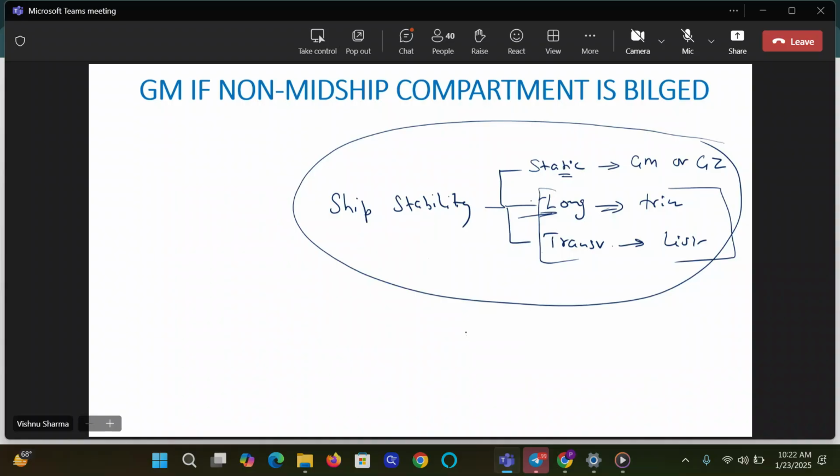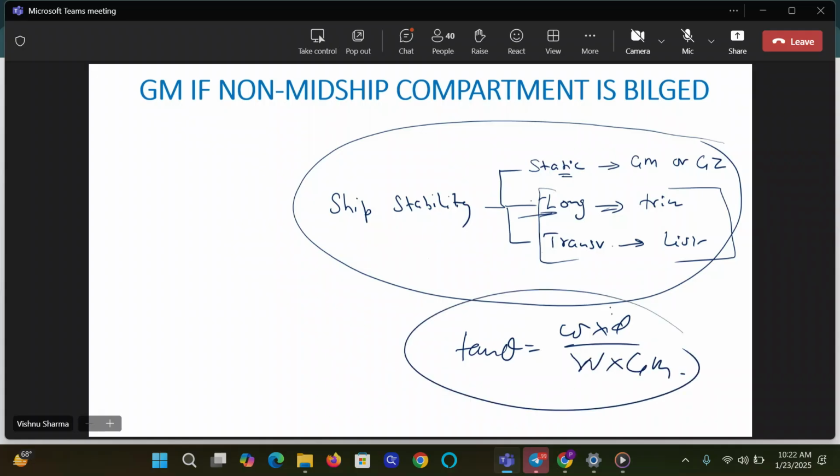Likewise, when you calculate list, when you say tan theta is equal to W into d upon W into GM, does it talk about the trim, guys? Does this formula talk about trim? No. So, guys, whichever component you are calculating, you just focus on that component. Don't get distracted that there will be trim, there will be no trim, because you will be disregarding the other two components when you are calculating any one of them. Have you understood what I said, guys? Yes or no? Clear?